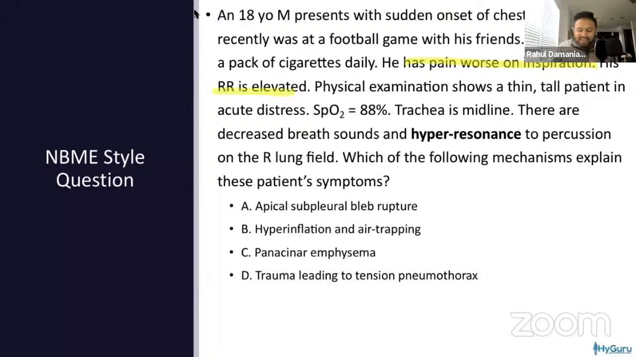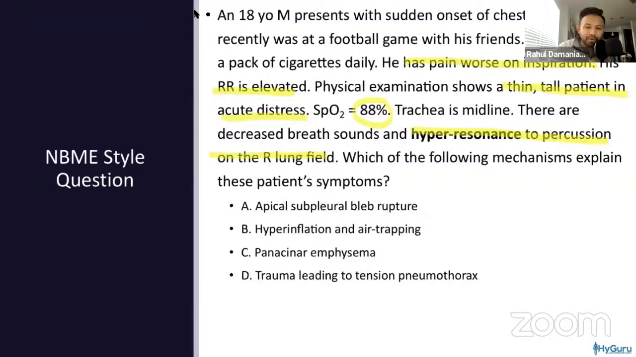His respiratory rate is elevated, and physical exam shows a tall, thin patient in acute distress. He has low oxygen levels. The trachea is midline, and there are decreased breath sounds and hyperresonance to percussion on the right lung field. Which of the following mechanisms best explains this patient's symptoms? A, apical subpleural bleb rupture, B, hyperinflation and air trapping, C, pan-acinar emphysema, or D, trauma leading to a tension pneumothorax.